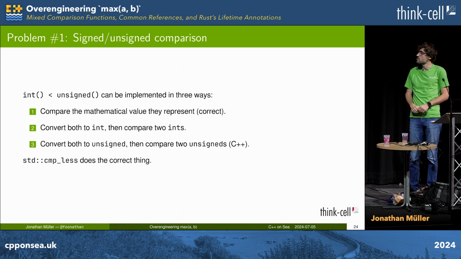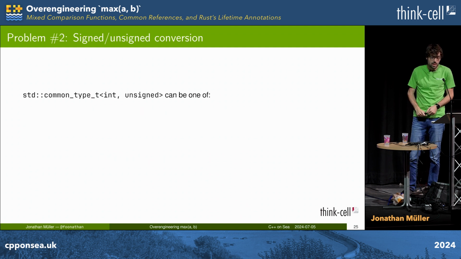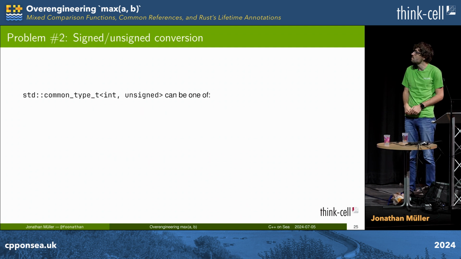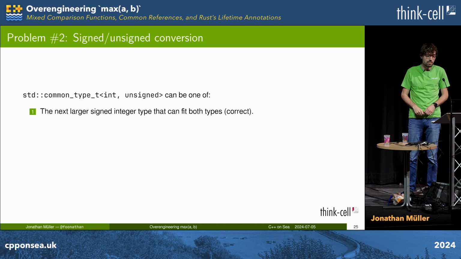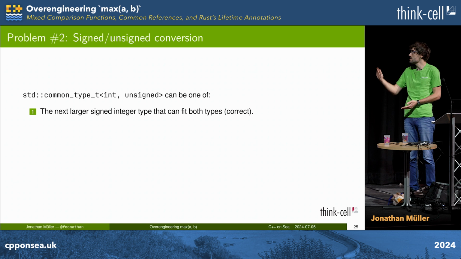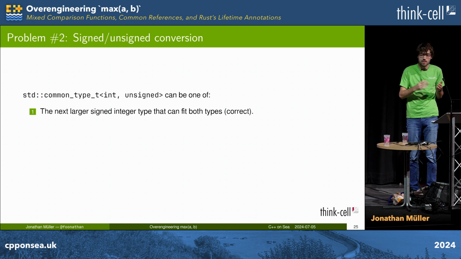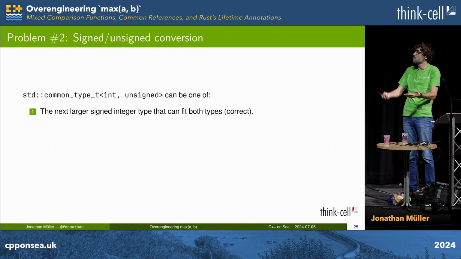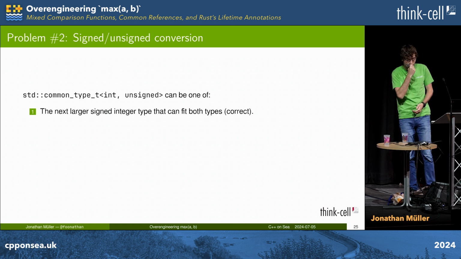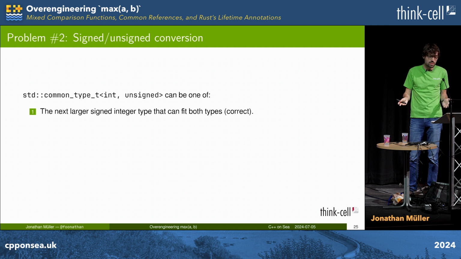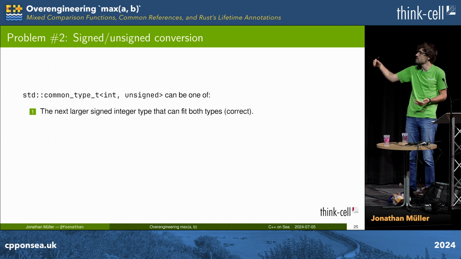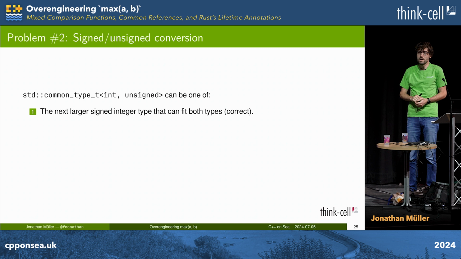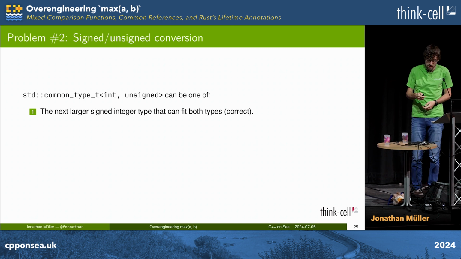But even if less than were to be fixed, we still run into the second problem, which is the common type of int and unsigned. It could be the correct thing, which would be the next larger signed integer type that can fit both types. So in this case, it's probably long, right? Let's say a long can contain a value of an int and also of an unsigned. So that is the type that both can convert to. So this should be the common type. This would be correct, but C++ doesn't do it. And you can't really blame it because eventually you run out of larger integer types. And it would be weird if it works for int and unsigned, but not long long and unsigned long long. So it doesn't do that.